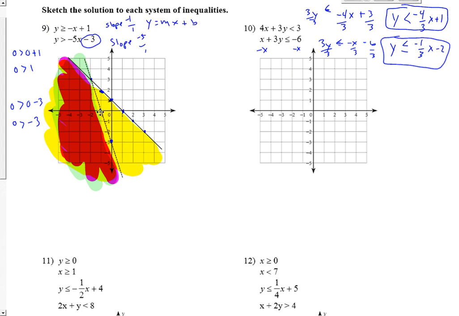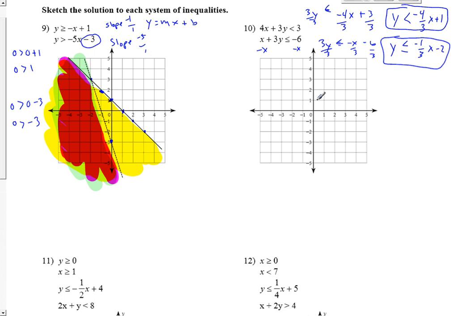And so now you can see that's a dashed line there. The other line is a solid line because there's a line underneath the inequality. So when I do this other problem now, I'm going to be more careful. So this first line is going to be a dashed line because there's no line under the inequality.